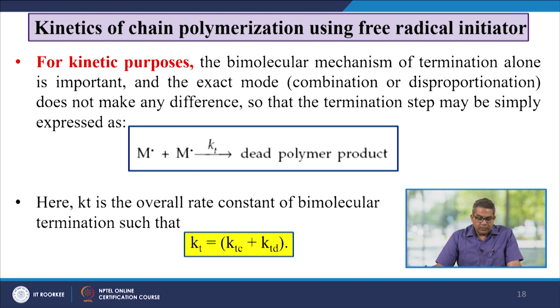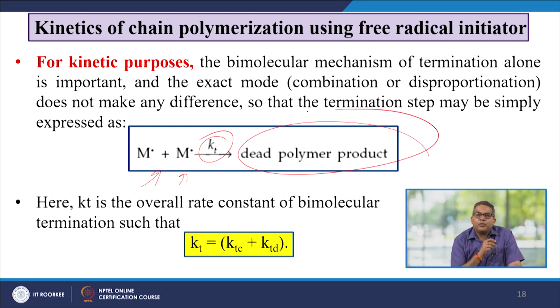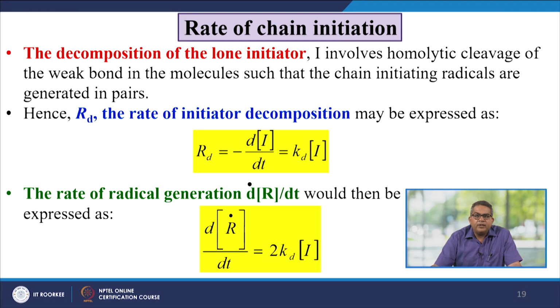So, for the kinetics purpose, the bimolecular mechanism of termination alone is important and the exact mode, that is the combination or disproportionation, does not make any difference. So, the termination step may be simply expressed as M radical and M radical, Kt, giving the dead polymer product. That is, two radicals can combine together to neutralize the radical charge and give the dead polymer. Now, here this Kt is the overall rate constant of bimolecular termination, which is Kt equals Ktc plus Ktd.